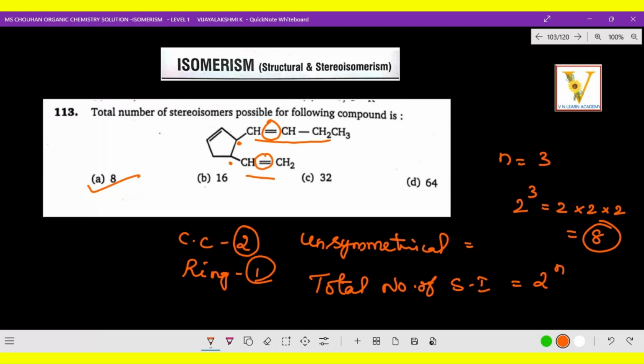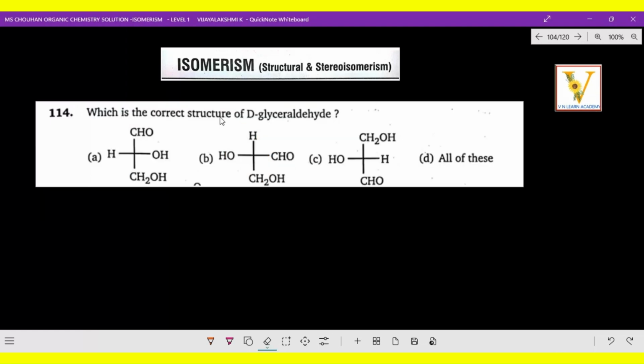Come on, let's go to the next question. Which is the correct structure of D-glyceraldehyde? As they have mentioned glyceraldehyde, we have to identify which is the correct option. This is very easy to identify. When the OH group is on the right hand side or the OH group is on the left hand side, easily we can identify: capital D, capital L. So that is capital D and capital L. So here the OH group is on the right hand side.